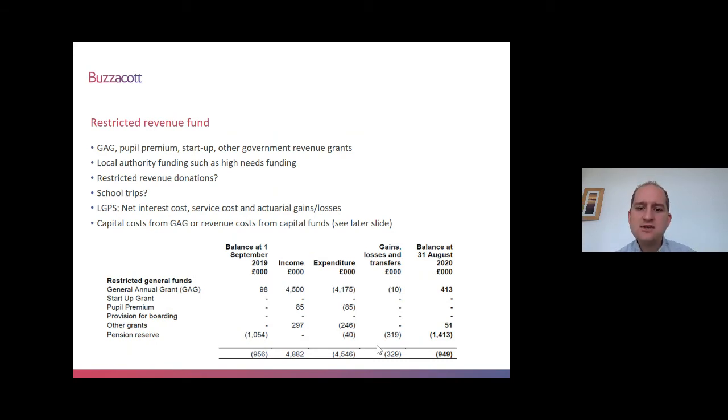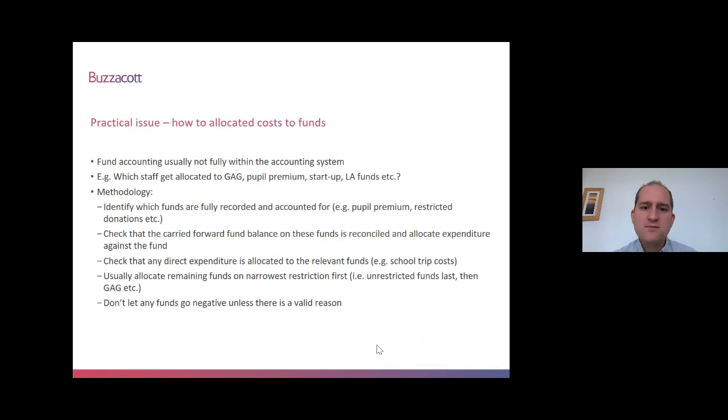So just to reinforce that on the next slide, we can see some of these practical issues. So really, to reiterate the methodology, it's about identifying which funds are already accounted for. So things like pupil premium, particular restricted donations, which ones do you have the information to allocate that expenditure and be clear on the carried forward balance. And then it's a case of allocating things on the narrowest restriction first.